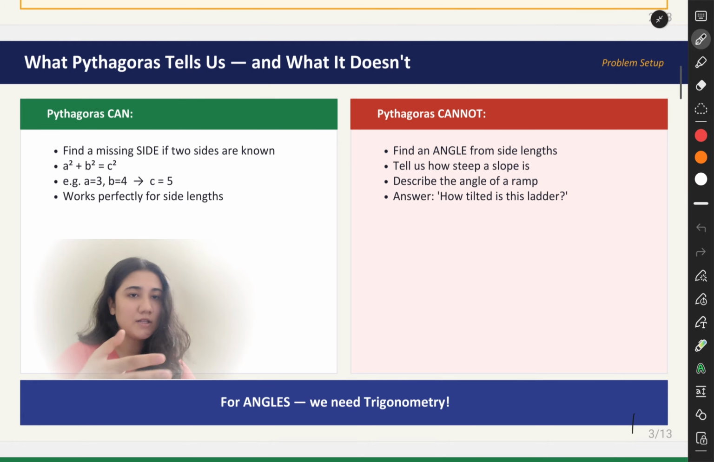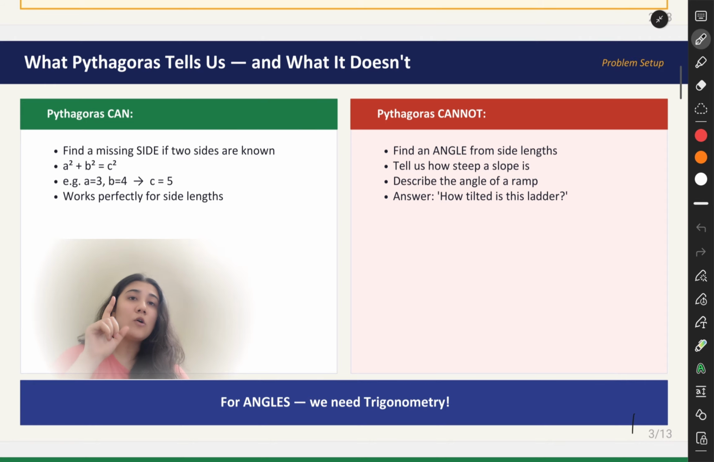a square plus b square is equal to c square. It's brilliant for one thing. If you know two sides of a right triangle, you can find the third one. But here's a catch. Pythagoras is blind to the angles. It cannot tell you what is the angle between these two lines. So it doesn't care about the angles.